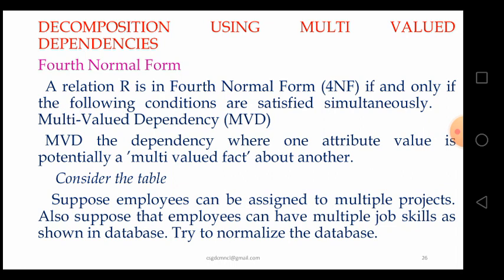A relation will be in fourth normal form if it is in Boyce-Codd normal form and has no multi-valued dependency. For dependency A to B, if for a single value of A, multiple values of B exist, then the relation has a multi-valued dependency.